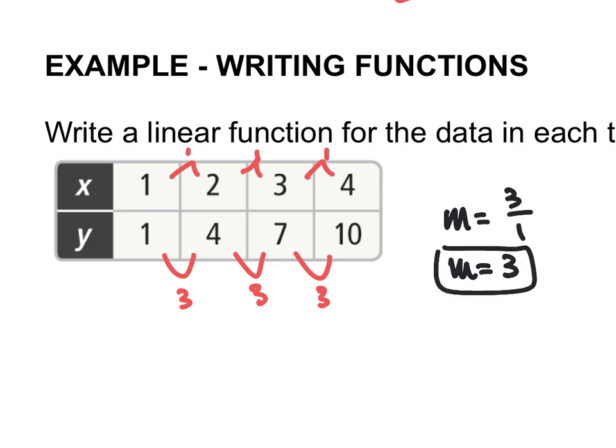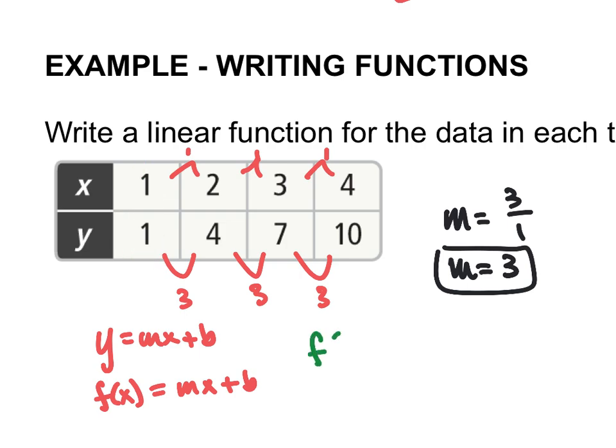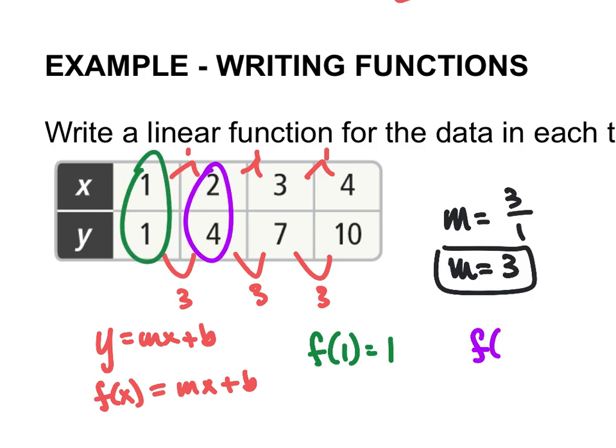So from here, instead of writing y equals mx plus b, I want to write f of x equals mx plus b. When I look at this table, I can use any of these points. And because these are points, I can write them using function notation. I would probably use this one, that f of 1 is equal to 1, but I could use this one, that f of 2 is equal to 4. Again, x value, y value, input, output, all the same stuff.